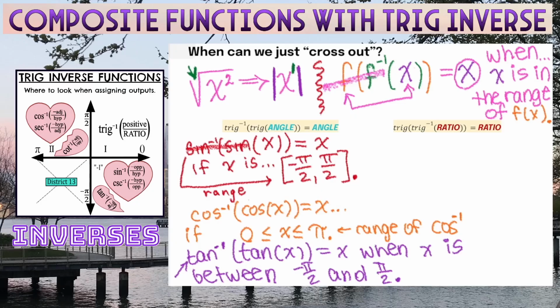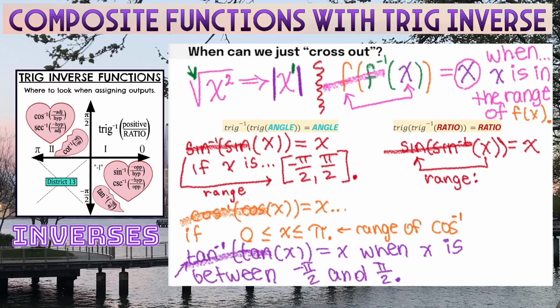Now, what if it was turned around the other way? If it was sine of sine inverse of x, when can I cross those out and say it equals x? Well, then it means x has to be in the range of sine, which is, think of the sine wave, -1 to 1.